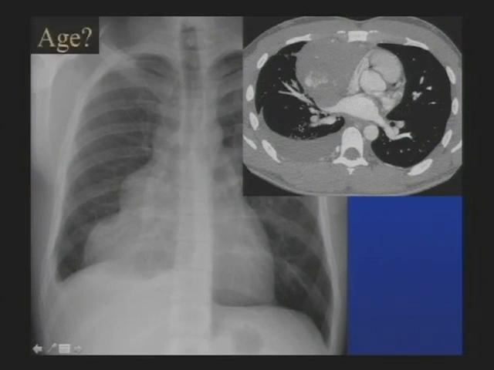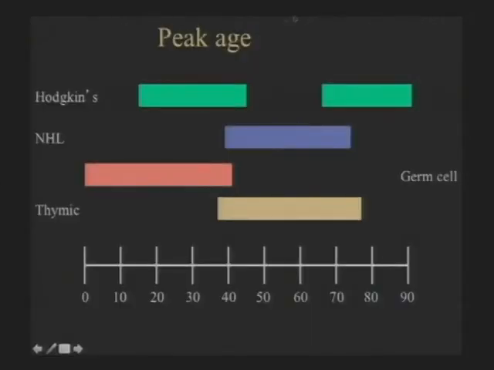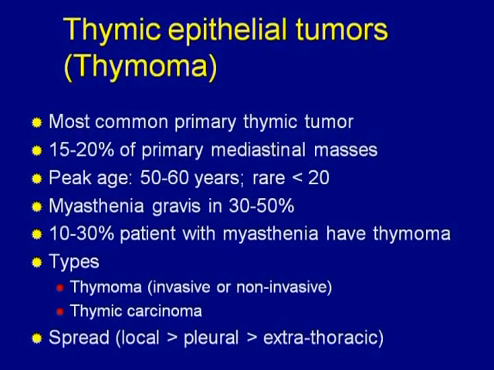Age. So keeping your differential focused, you need to know the patient's age. And you can see that lymphoma is a very wide age. If you combine Hodgkin's and non-Hodgkin's, you're talking about young people and old people. Germ cell tumors tend to be in people who are young, usually in their 20s and 30s or even younger, but under 40 in the vast majority of cases, whereas thymic tumors are usually over 40. So that 40 cutoff is pretty decent for differentiating germ cell and thymic tumors. So let's talk about thymic tumors.